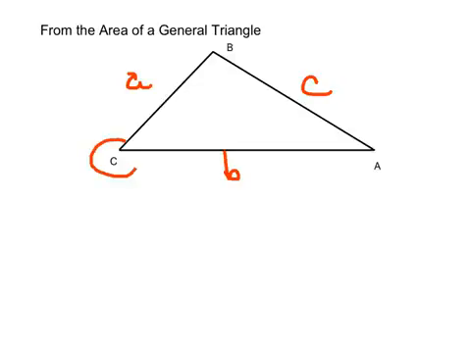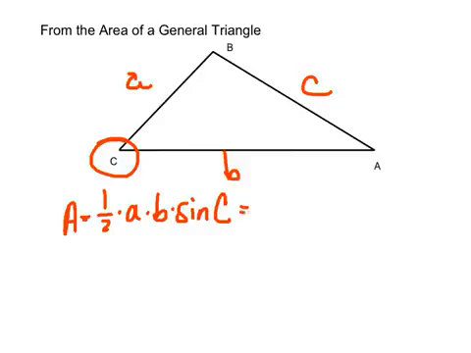So let's say I want to use angle C to start with. If I'm doing things relative to angle C, I need to use the side lengths that make up that angle. So I would say that the area would equal 1/2 A times B times sine of the angle C. Likewise, if I use angle B, then I'm going to use the sides that make up angle B. So I'd be using A and C. So A times C times the sine of angle B.